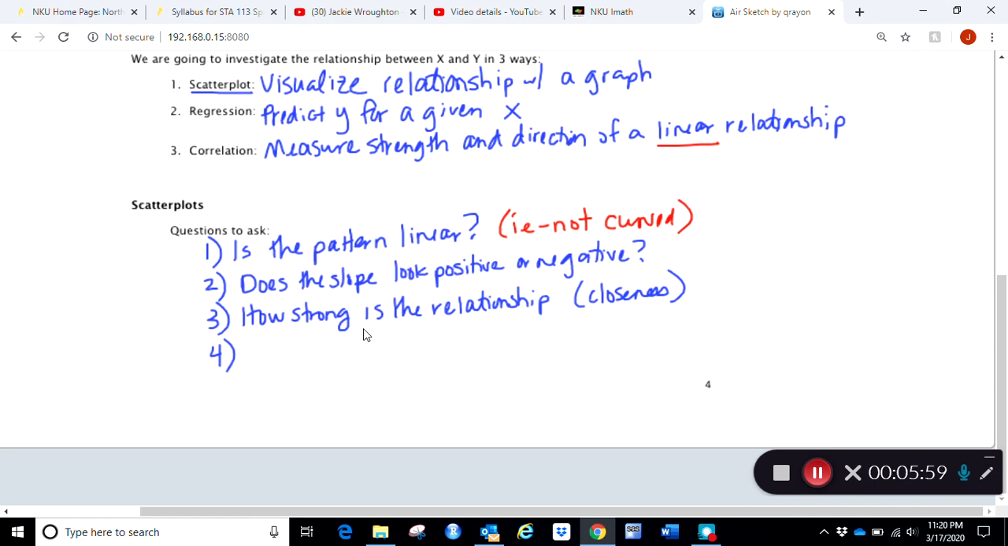And then finally, just seeing if there's anything unusual. This, of course, could include outliers that we've talked about before. So we're going to start by just looking at some graphs to understand what we're looking for in these scatter plots.